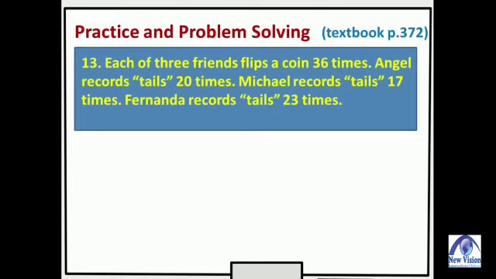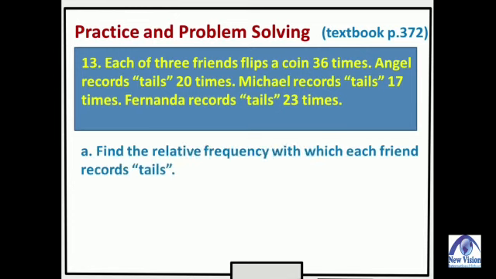Number 13. Each of 3 friends flips a coin 36 times. Angel records tails 20 times. Michael records tails 17 times. Fernanda records tails 23 times. Find the relative frequency with which each friend records tails.